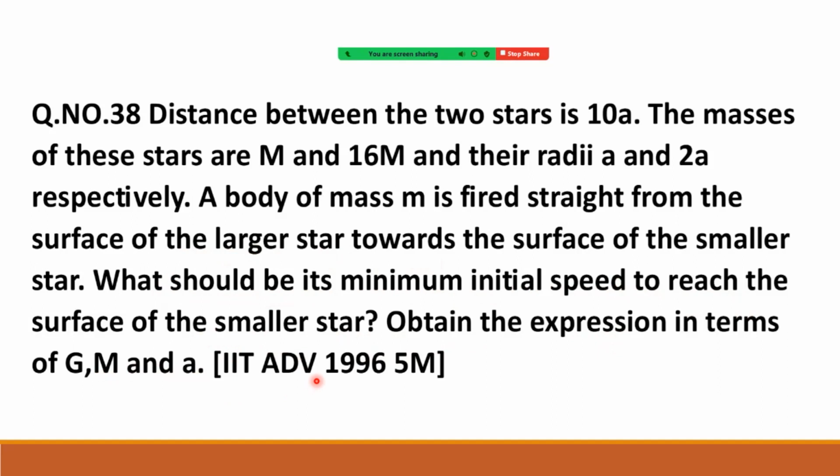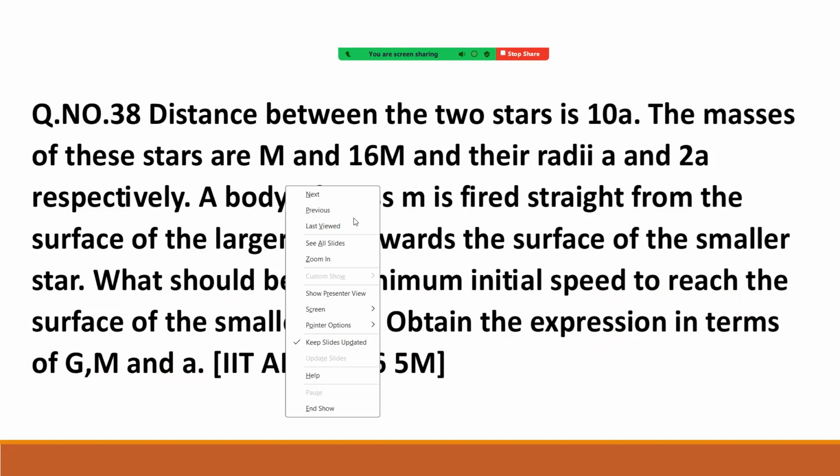Okay. So this question was asked in 1996 for 5 marks. So first note down the given data: masses M, 16M, their radii A and 2A, and separation given 10A, projecting from the bigger one to the smaller one.